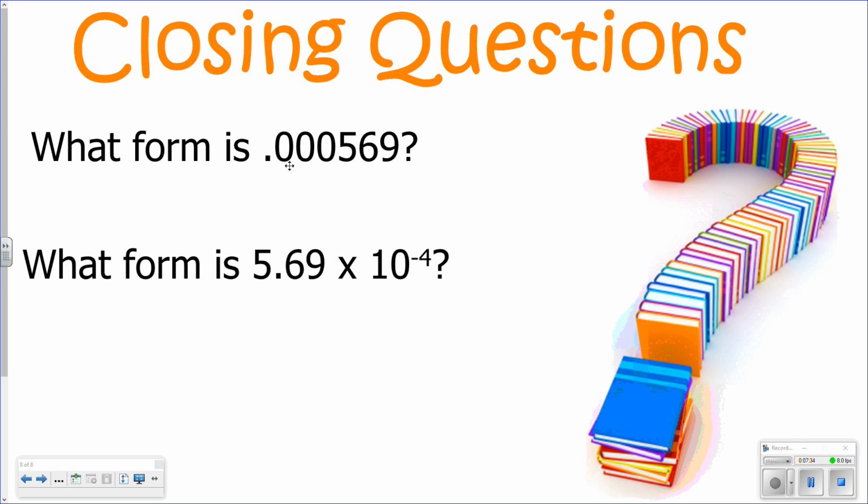So what form is 0.000569? That's standard form. What form is 5.69 times 10 to the negative 4th? That's scientific.